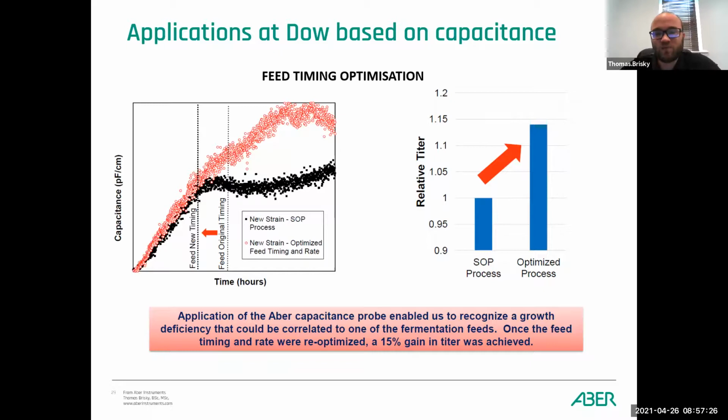This is because the original later feed timing was during a period of cell death, so they're feeding dying cells. Implementing an earlier feeding time based on capacitance allowed them to feed healthier reproducing cells, which led to higher cell density and higher product titer.